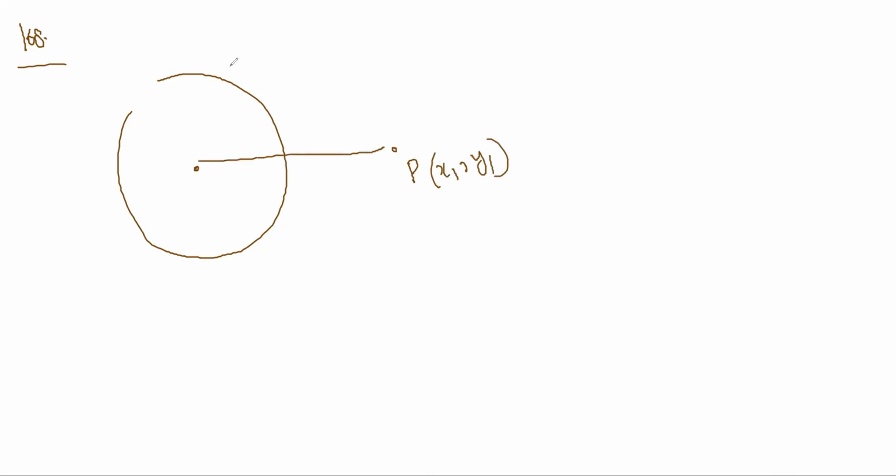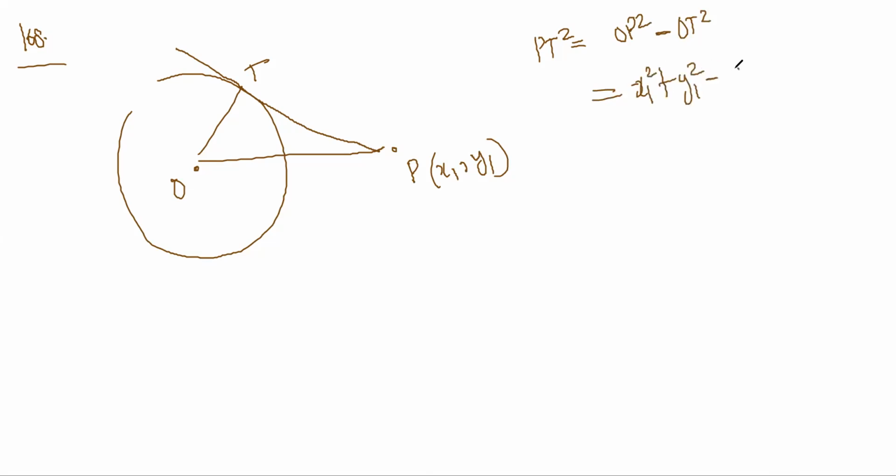168 is super easy. 168 is to find the length of tangent drawn from x1 y1 to the circle. This we have already done. If there is a circle and there is a point here, we already know that the length of tangent will be by Pythagoras theorem, PT square should be equal to OP square minus OT square. Therefore, it is equal to x1 square plus y1 square minus a square. So length of tangent is equal to root over x1 square plus y1 square minus a square, right?